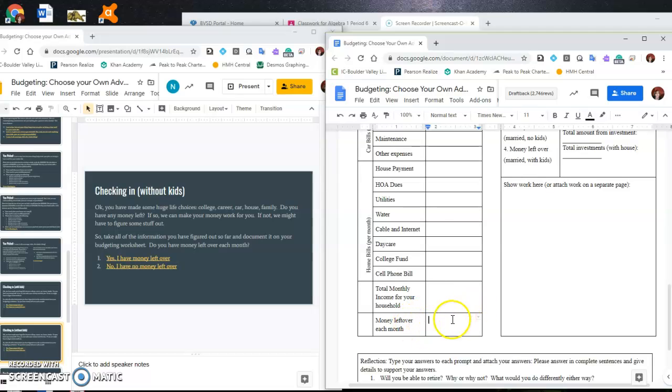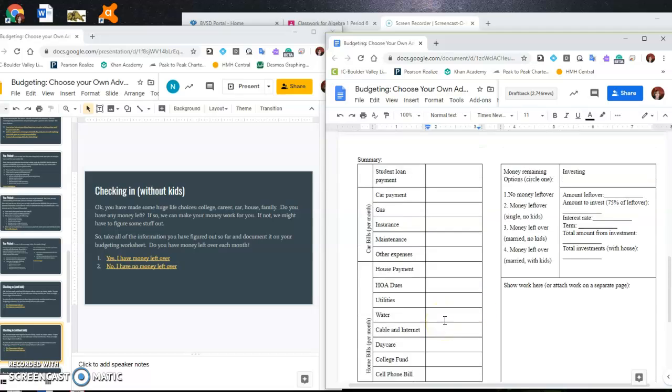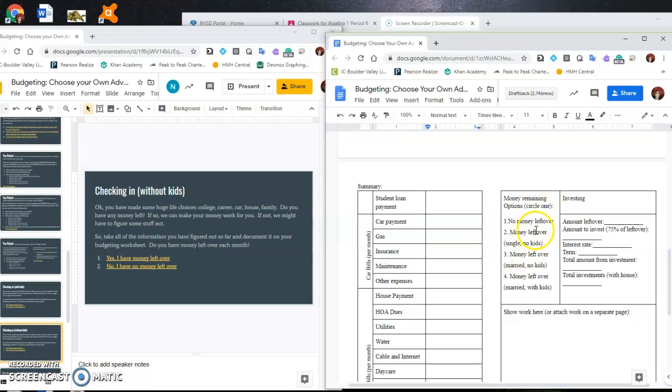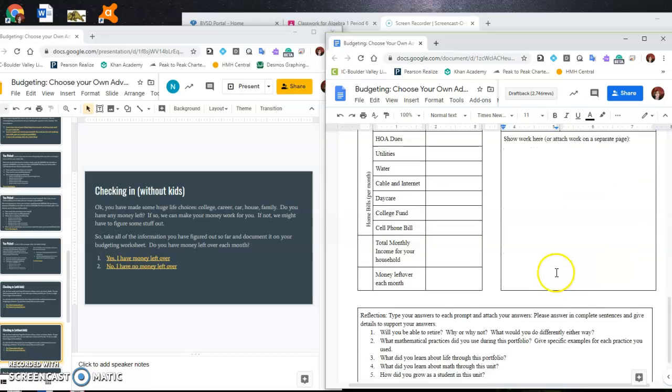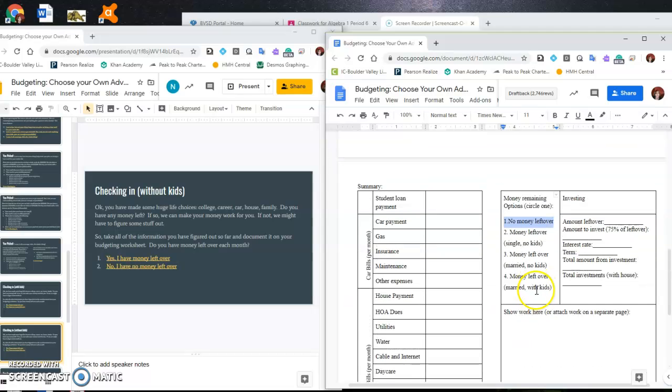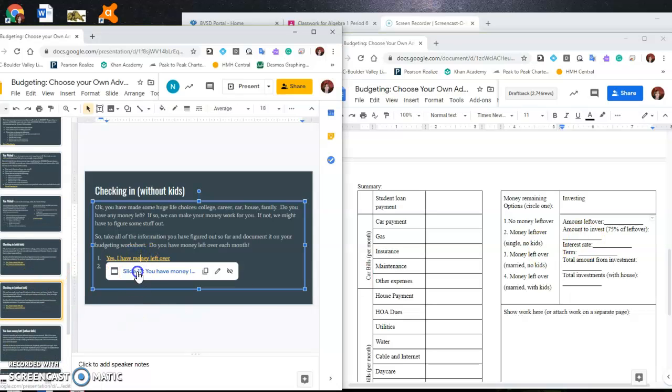Okay, so then if you have a positive amount left over, we come over to here and we can do some investing. You would type that amount left over here if it's positive. If it's negative, you just circle no money left over and move on to your reflection. If you have a positive amount of money left over, you multiply that by 0.75 because we're not going to invest all of our money. And then our interest rate, so we would click yes, money left over.